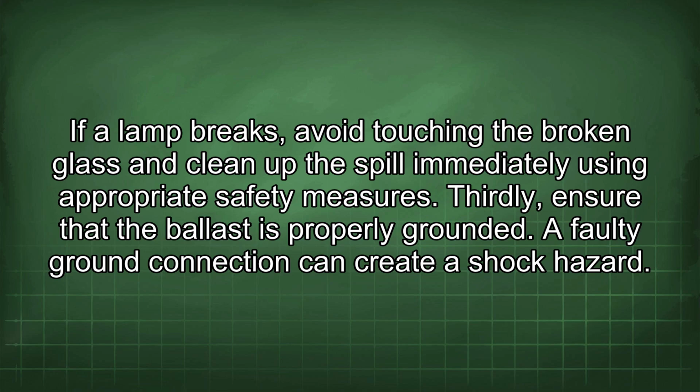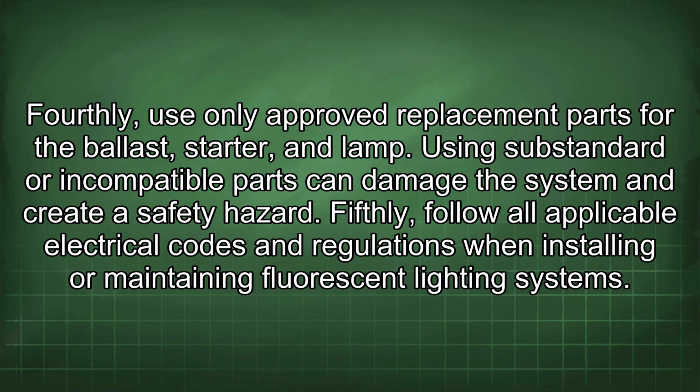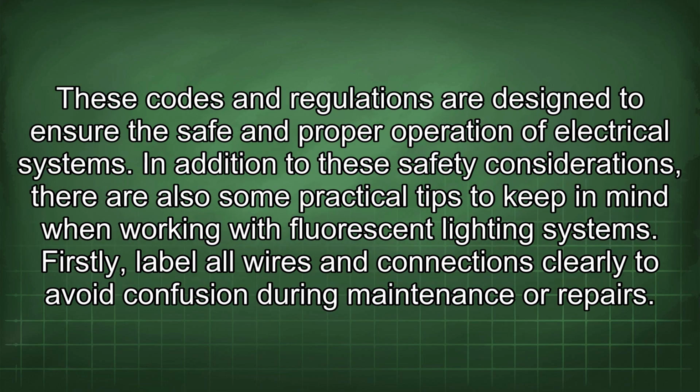Thirdly, ensure that the ballast is properly grounded. A faulty ground connection can create a shock hazard. Fourthly, use only approved replacement parts for the ballast, starter, and lamp. Using substandard or incompatible parts can damage the system and create a safety hazard. Fifthly, follow all applicable electrical codes and regulations when installing or maintaining fluorescent lighting systems. These codes and regulations are designed to ensure the safe and proper operation of electrical systems.